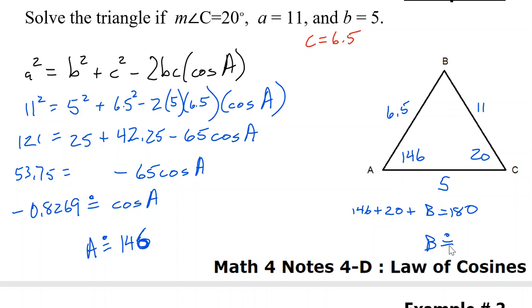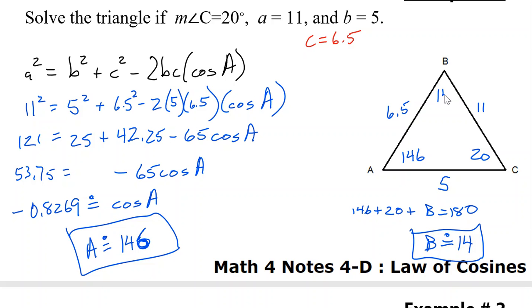Which means that B should be about 14. So there's A and there's B. Since A was a rounded answer, that means that B is going to be considered a rounded answer as well.